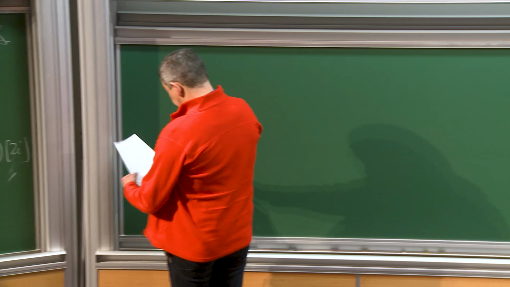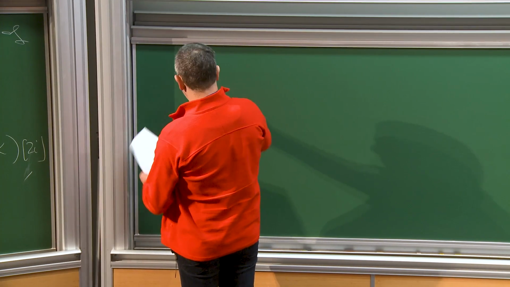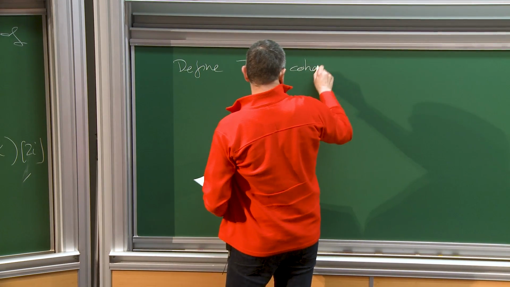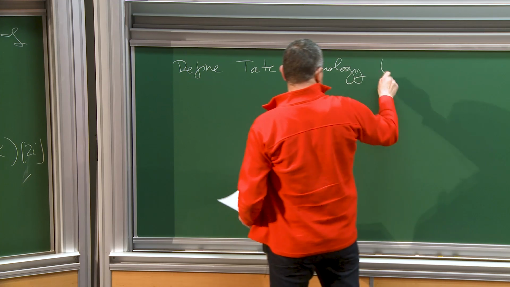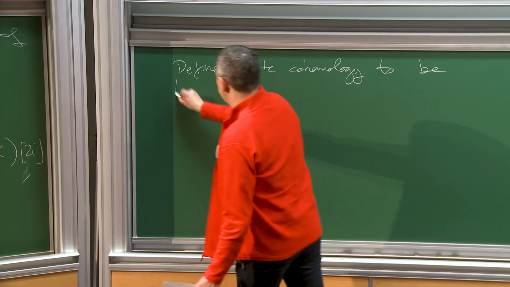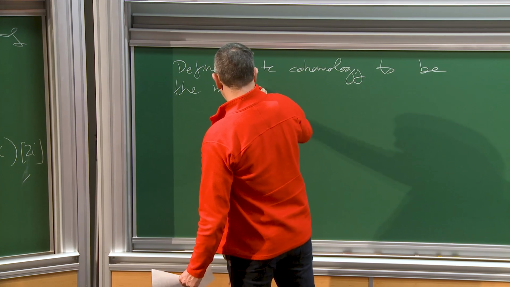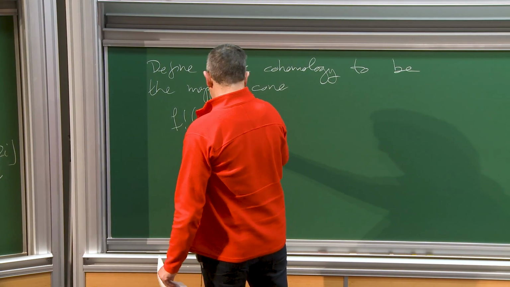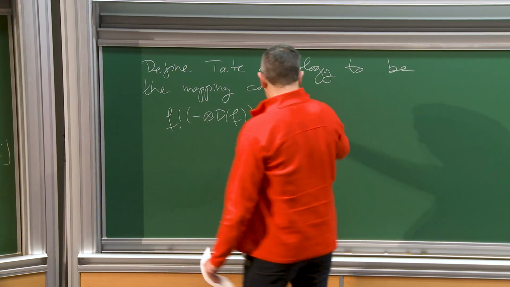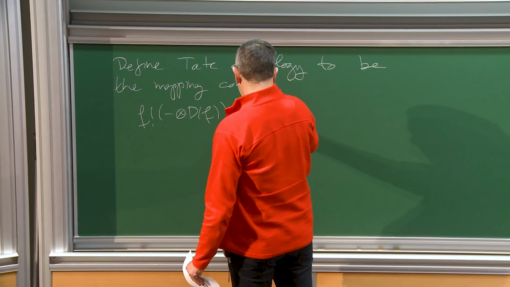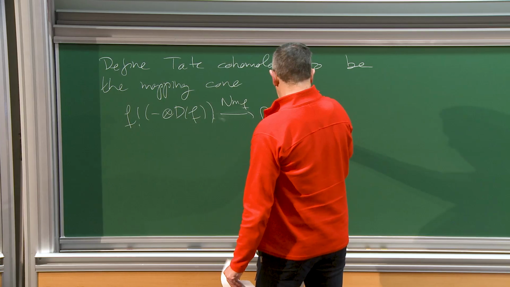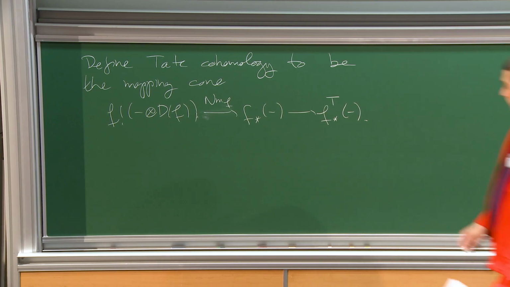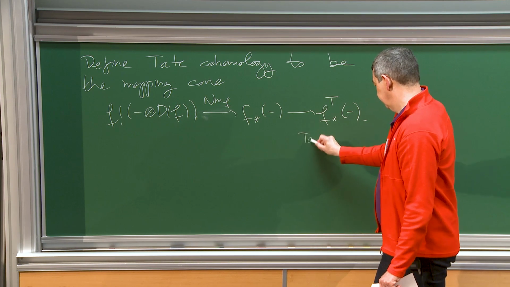But now if this map is not an equivalence, or in general, we then define Tate cohomology to be the mapping cone. Like this. So this is Tate cohomology.